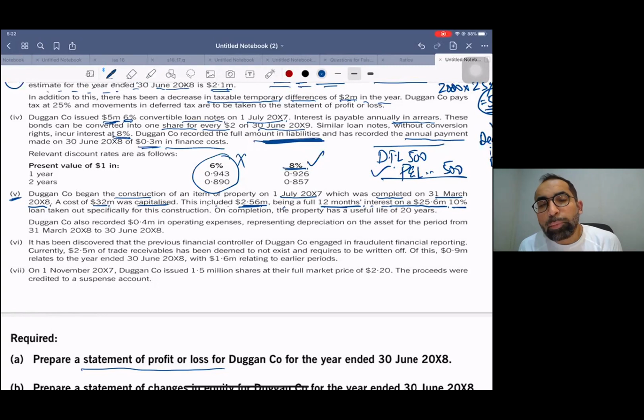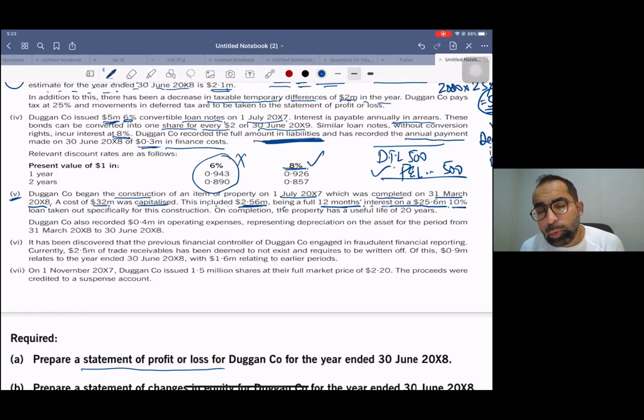Okay, so take out your calculator. Just simply do it. 2560 times 3 upon 12 will be transferred to the income statement, finance cost. That's it. This is the first solution.